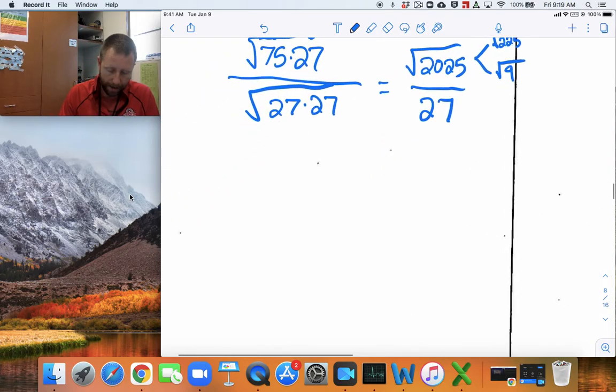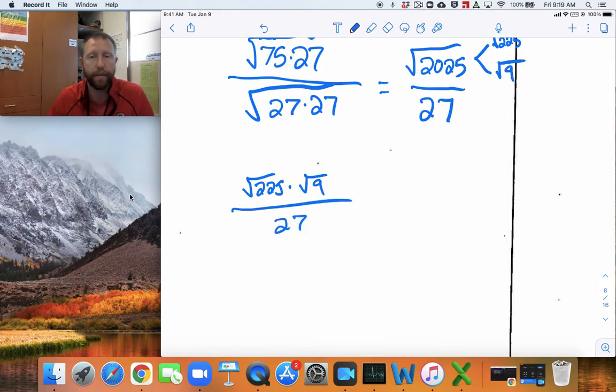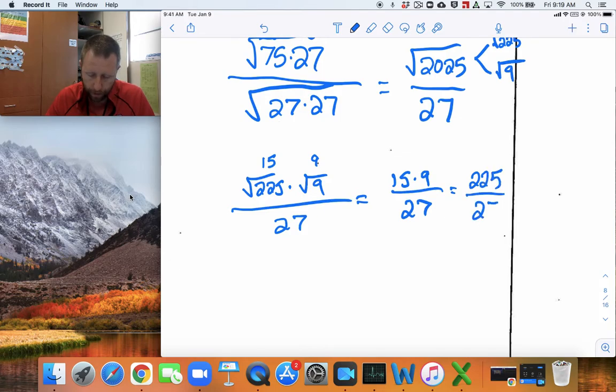So I've got now radical 225 times radical 9 all over 27. Well, we know the square root of 225 is 15. It's our 15th perfect square. But look, the second number under the radical is also a perfect square. 9 is a perfect square. So I get to pull out two numbers. So really, it's just 15 times 3 on top, and then 27 still on the bottom. So then just do 15 times 9. Well, we already know that. It's 225 over 27. You can leave your answer as an improper fraction.